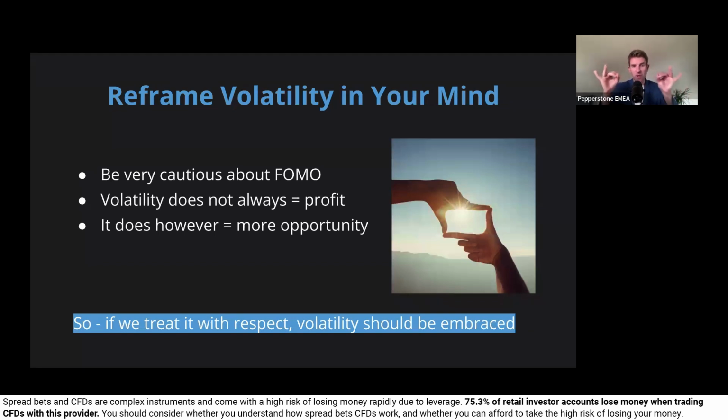There are two distinct ways to look at it. And I think reframing volatility in your mind by saying, hey, be very, very careful here. The market's moving. It's moving quick. It can stop me out very quickly. Things can get nasty very quickly from the wrong side of things.